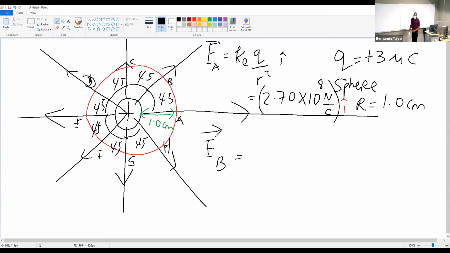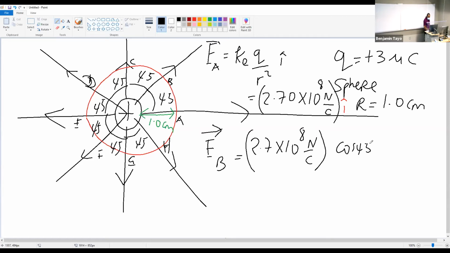In terms of magnitude, is it going to change? No, because distance is the same, charge is the same. So what changes here? The direction. It's just the direction, right? So if you solve this problem, you get exactly the same magnitude. So we can write this as 2.7, and now the direction is cosine of 45 i, cosine 45.